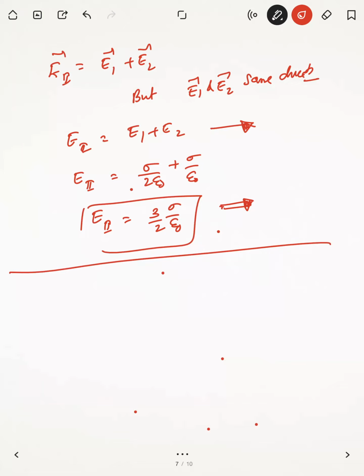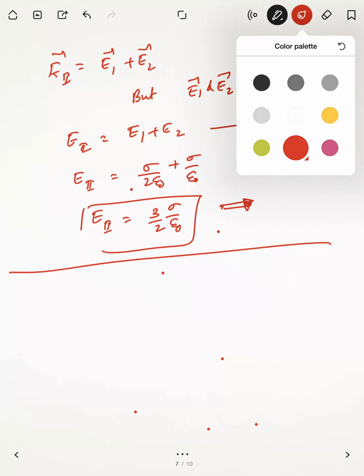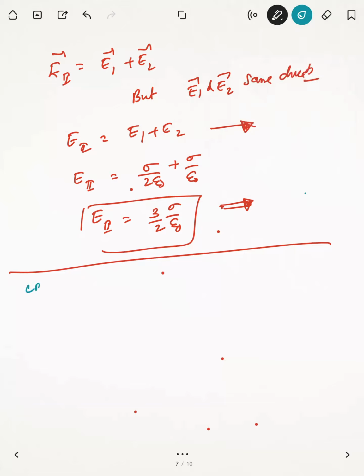One more last 1 mark question from the board. With that we are finishing today's topic. Other points will continue next class. Again, a board question of 1 mark. You are given 2 sheets, A and B. One has plus sigma, another has minus sigma. What are the electric fields at the points P and Q, and tell me the direction.